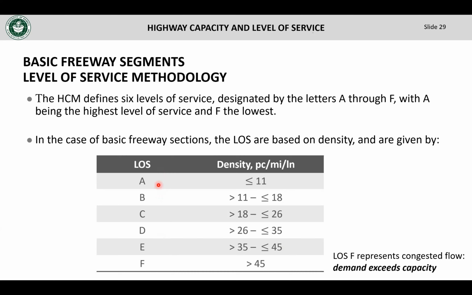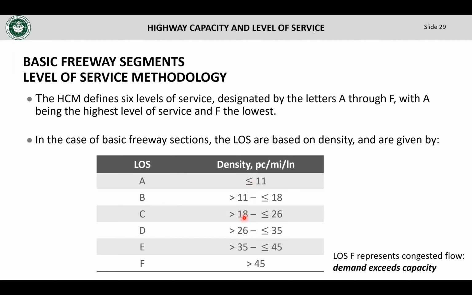What defines the level of service? For level of service A, we have to have a density that is less than 11 passenger cars per mile per lane. If we want to have level of service B, it has to be greater than 11 or less than or equal to 18. It has to be in that range. And I try to be very careful here in making sure that it's clear that if it's 11, it's level of service A. If it's 11.01, it's level of service B.